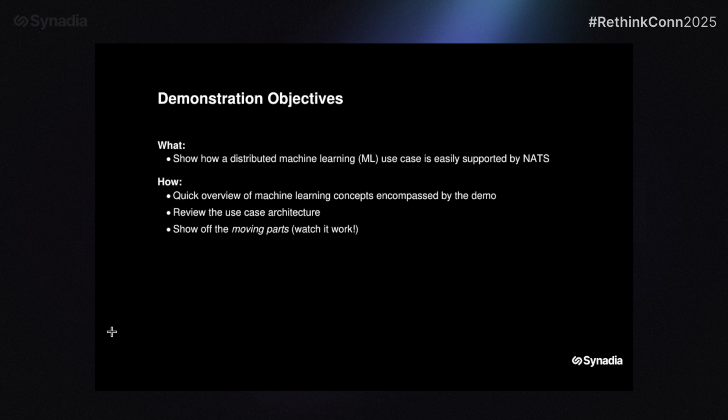What we're going to do is show how a machine learning use case is very easily supported by NATS. And we're going to do this by having just a very quick overview of what machine learning is as it applies to our demo. We'll take a look at the use case architecture that we've got in place for this, and then we'll show it off with a little bit of a demo at the end.